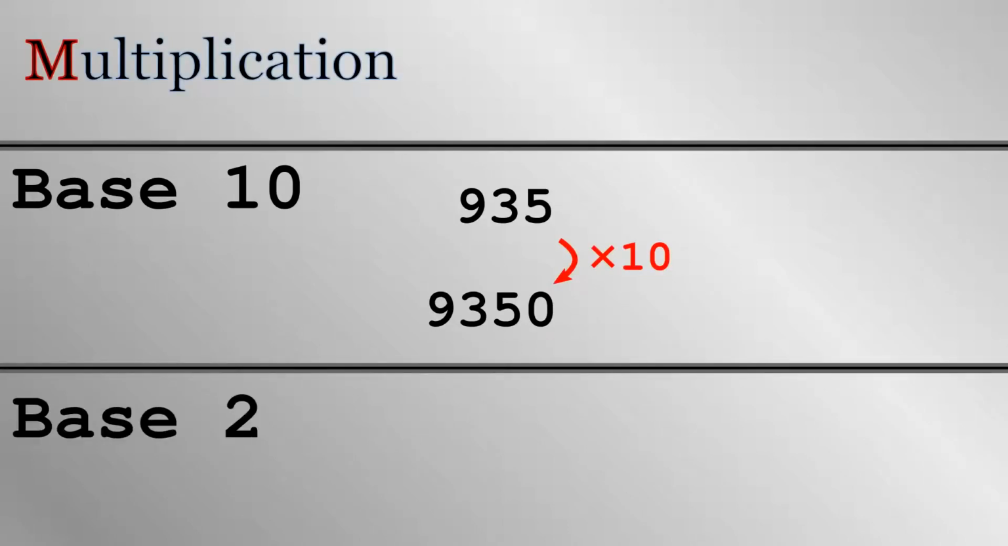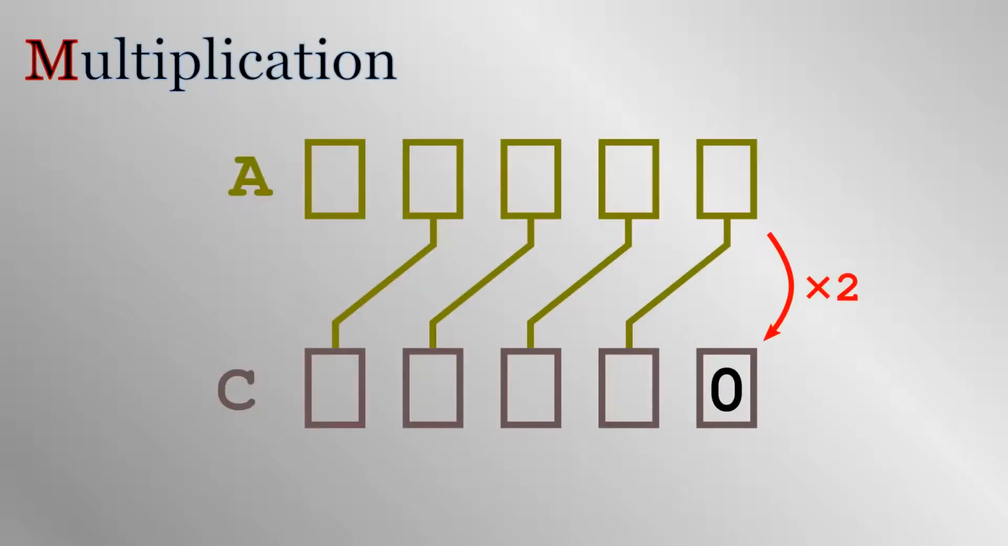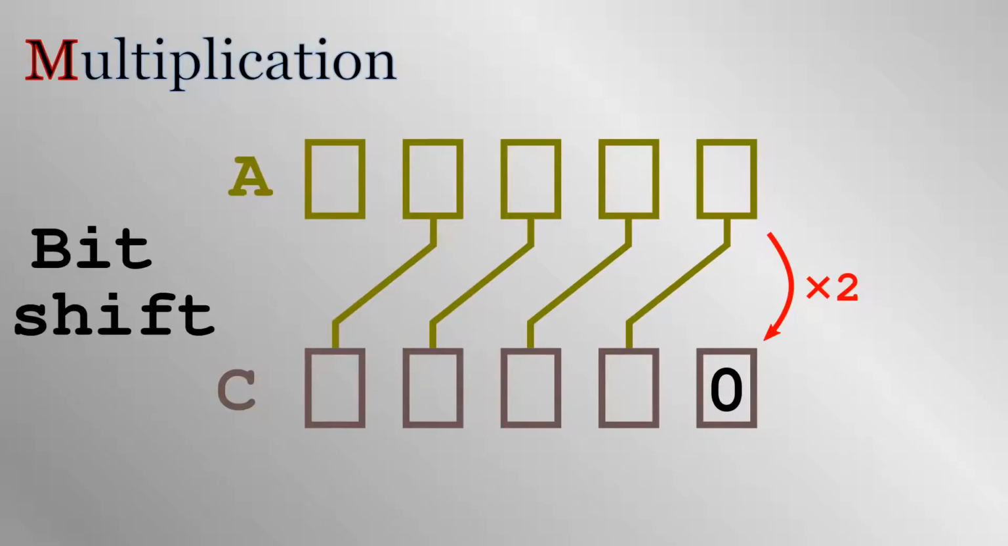In base 10, multiplying by 10 is easy. Just add a 0 onto the end of your number. In base 2, the same is true for multiplying by 10 in binary or 2 in base 10. So multiplying by the numbers 10, 100, 1000 in binary just involves shifting each bit to the left and putting a 0 on the end, which is unimaginatively called a bit shift.